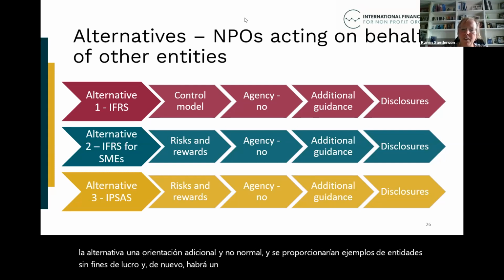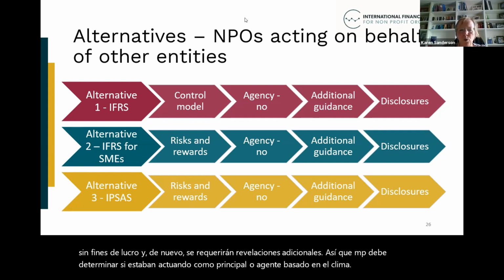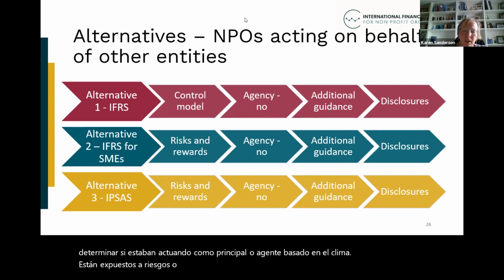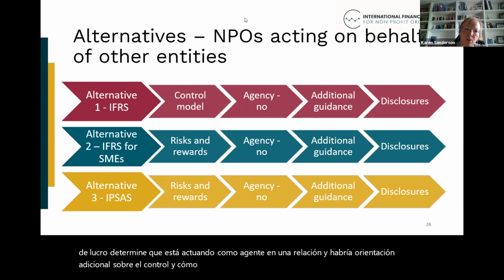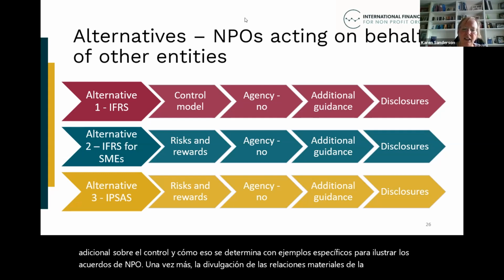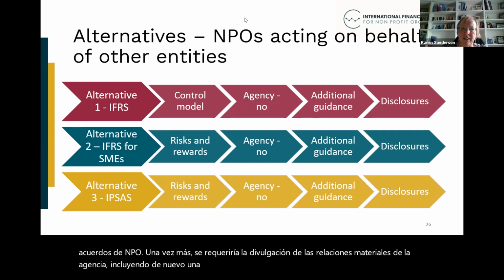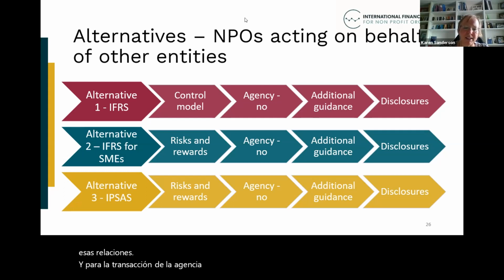So NPOs would determine whether they were acting as principal or agent based on whether they are exposed to significant risks or rewards in a transaction or relationship. As with IFRS, no transactions would be recorded where a non-profit organisation determines that it's acting as an agent in a relationship, and there would be additional guidance on control and how that's determined, with specific examples to illustrate NPO arrangements. Again, disclosure of material agency relationships would be required, including a description of the entities or individuals involved in that relationship, and for material agency transactions, a reconciliation between opening and closing balances.